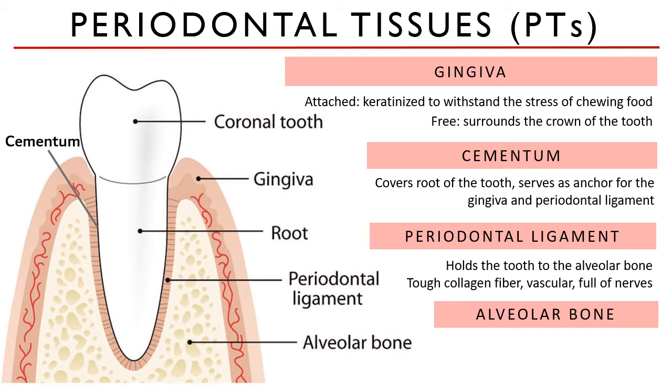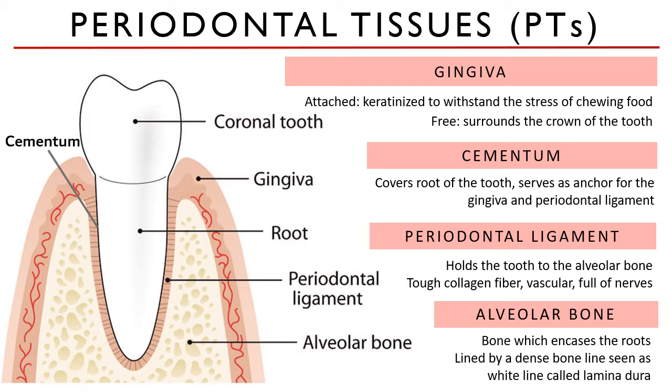Lastly, the alveolar bone is a hard, compact bone which holds the teeth into the jaw bones. Radiographically, this bone line can be seen as a clear white line called the lamina dura. Visualizing the lamina dura in dental radiographs would say that the dental health of the animal is pretty good.